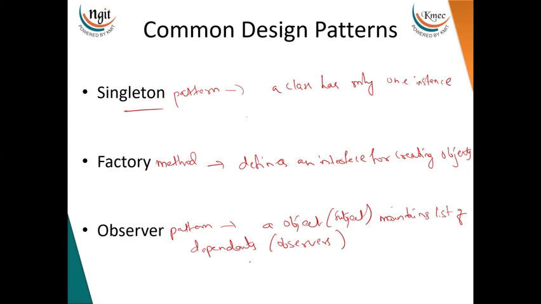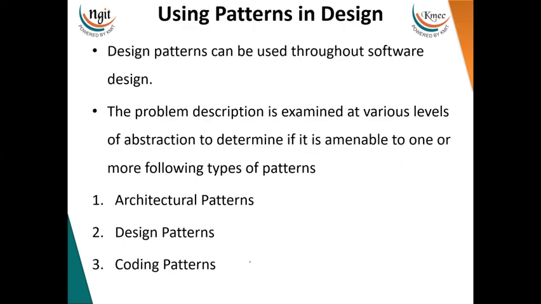So these are all the common design patterns. Next, using patterns in design. Design patterns can be used throughout software design. The problem description is examined at various levels of abstraction to determine if it is amenable to one or more of the following types of patterns. The first one is architectural pattern. Next is design pattern. The third one is coding pattern.